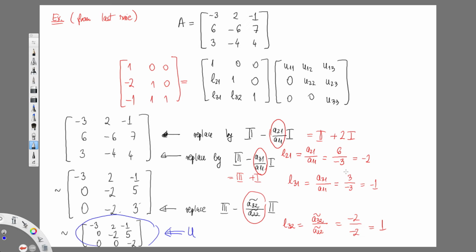Very good. Minus 2. Again, A31 divided by A11. My A31 is what? No, this is minus 2. L21, A21 is 6. 6 divided by minus 3. These are positions in A.